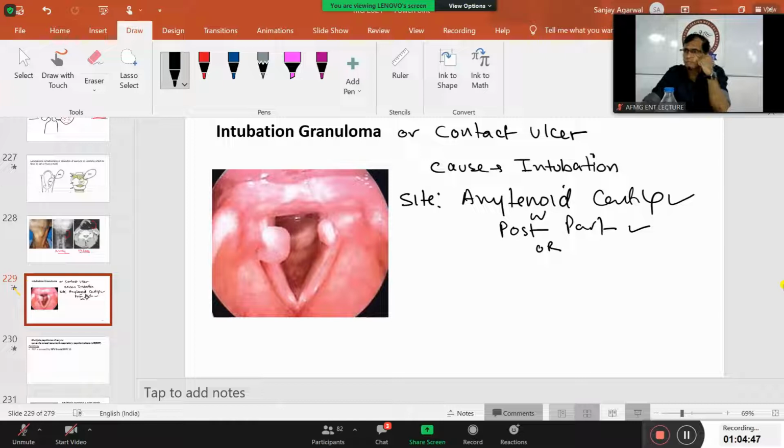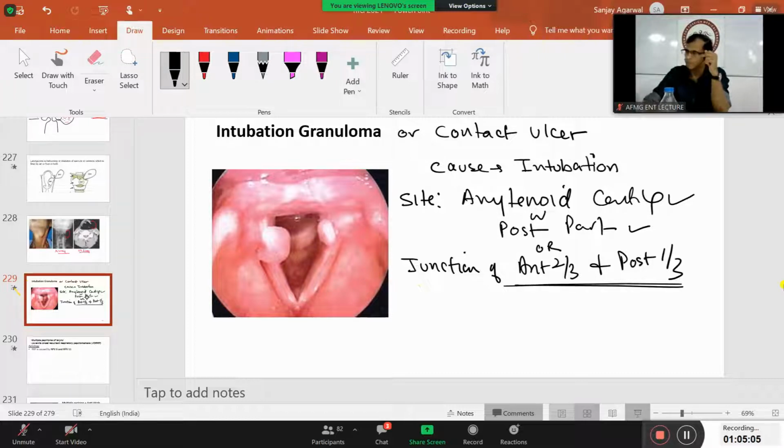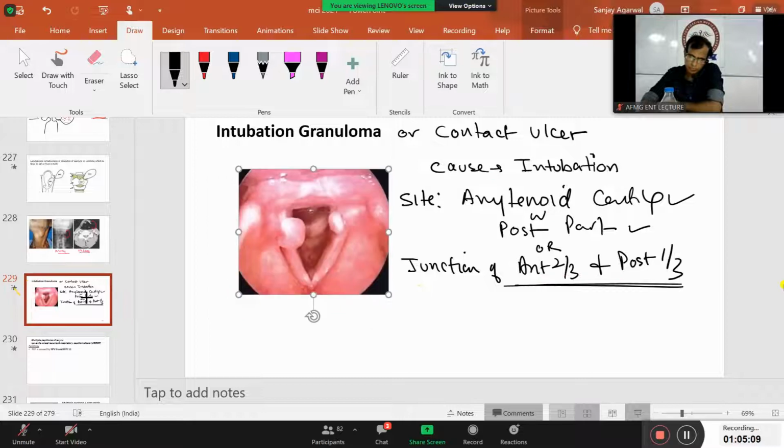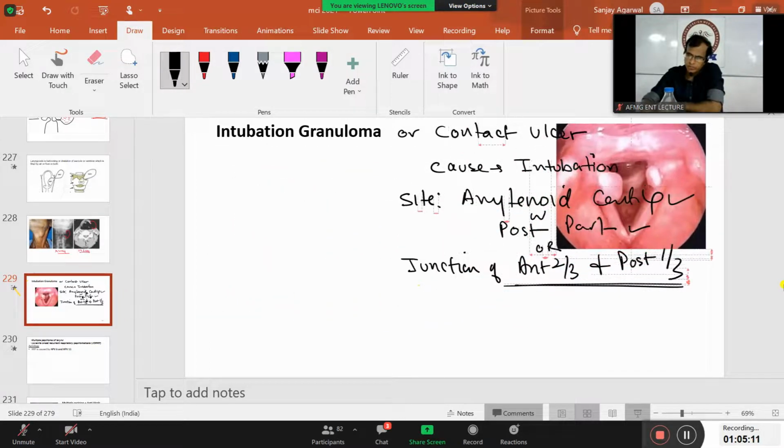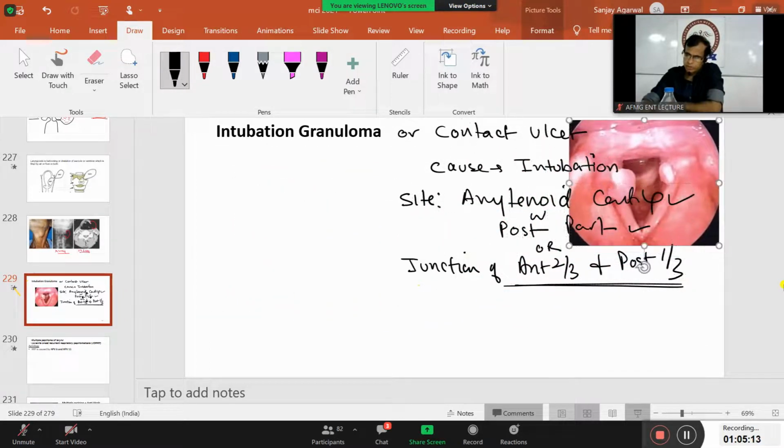Where are nodule and polyp seen? Junction of anterior 1/3 and posterior 2/3. Oh, it is the opposite. So this is seen at the junction of anterior 2/3 and posterior 1/3. Junction of anterior 2/3 and posterior 1/3.